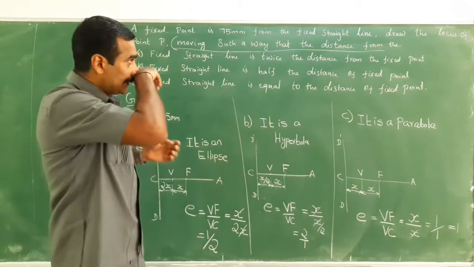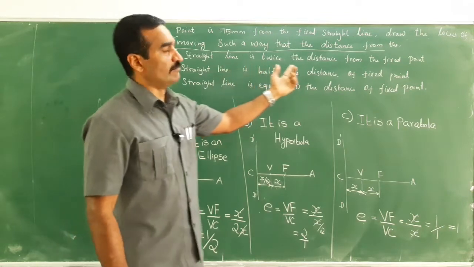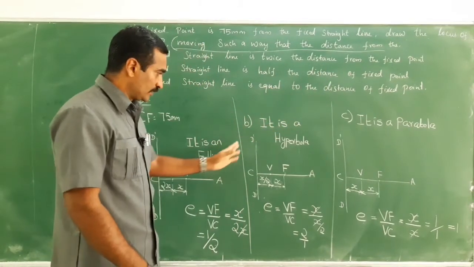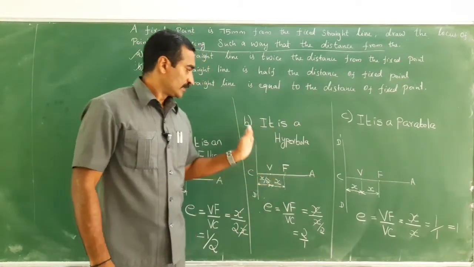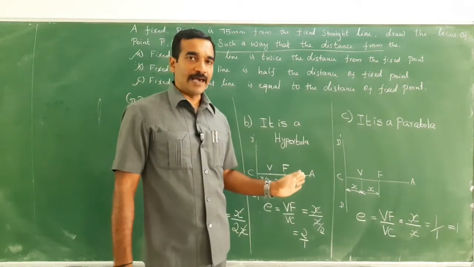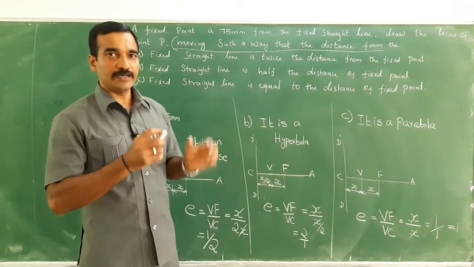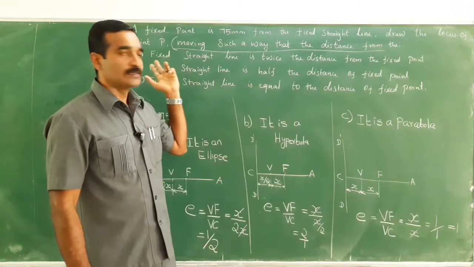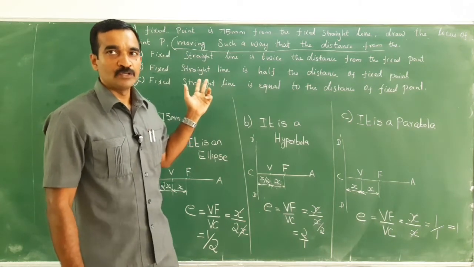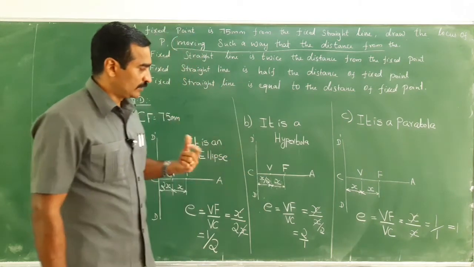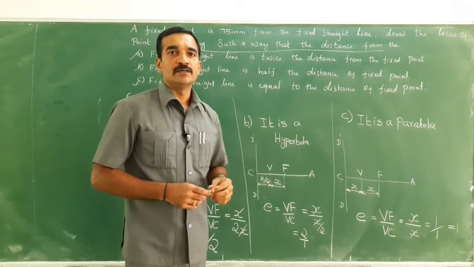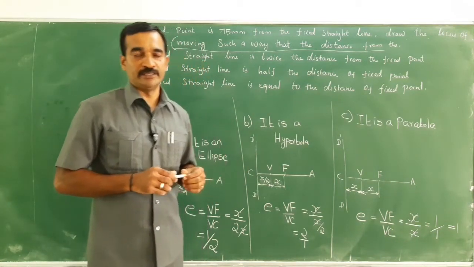Similarly, here in terms of wording it is being given. So you must draw the directrix and axis, then plot it, then identify what is being said here. Accordingly, you will have to identify the respective curve here. Fine.